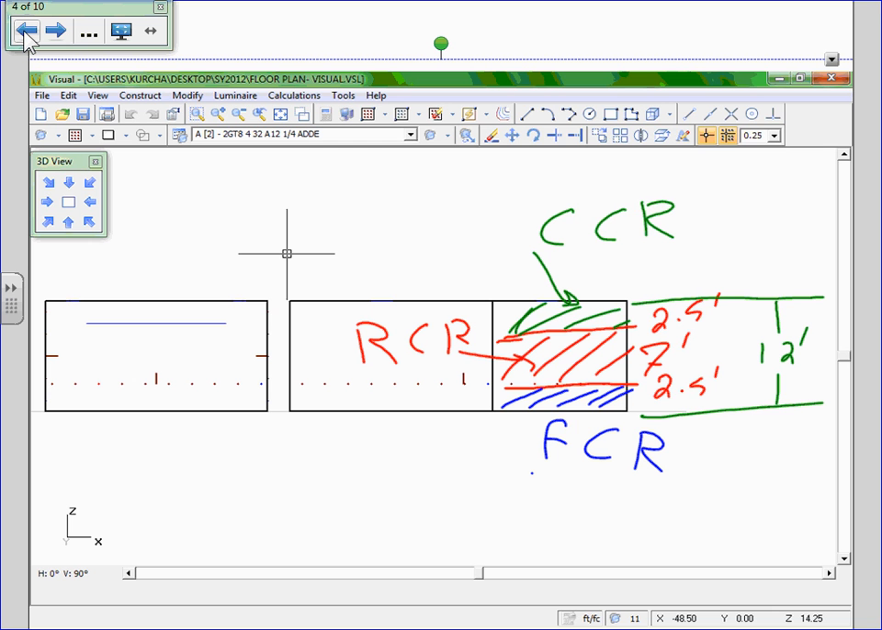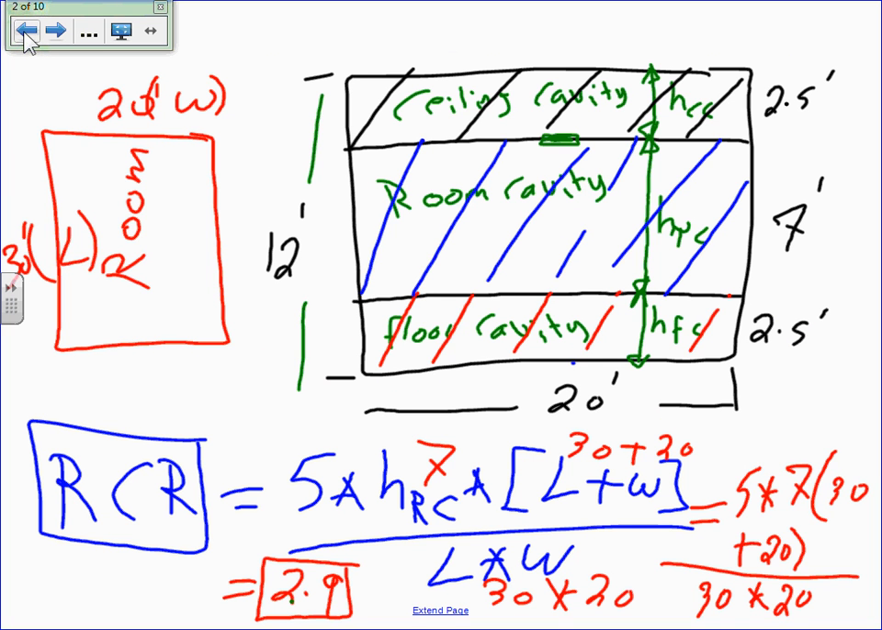Okay, one more time. In order for you guys to do this, I have to give you something like this. In order to solve this problem, you need 2 things. First, the dimension of the room, the width and the length. And number 2, you need the height of the cavities. What I'm showing you, Nick, here is the typical height of a cavity. That's what you do typically if you don't know anything.